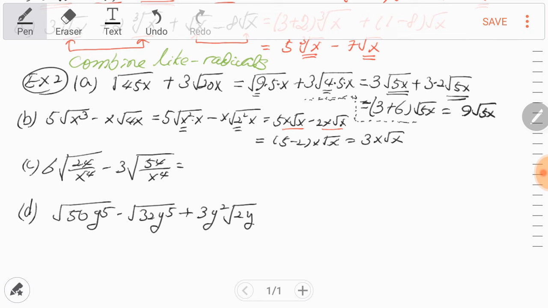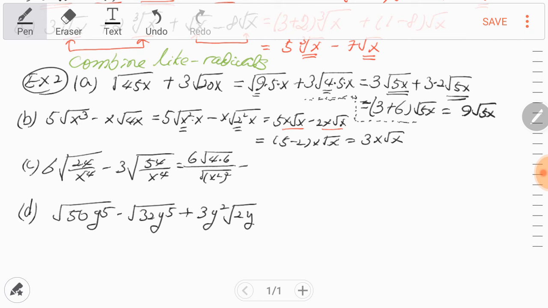So 64. Okay, so 6 times 64 is 4 times 6. And then we know that the square root of 4 is 2. And then the denominator is square root of x to the fourth power. x to the fourth power is x squared squared, so we can take x squared out.